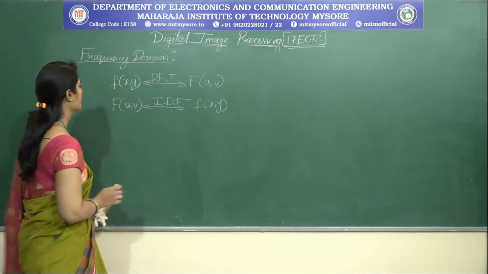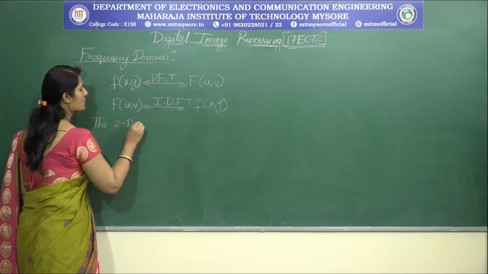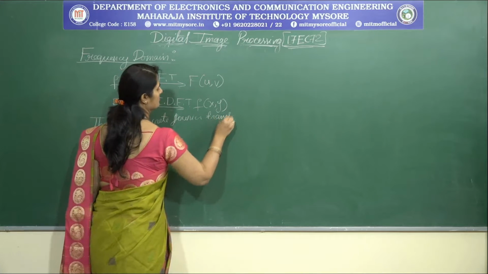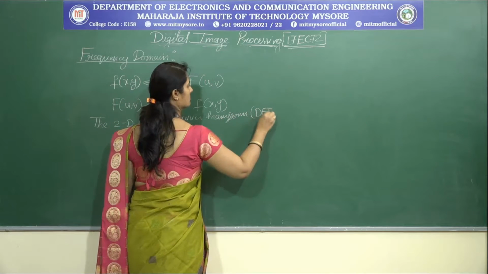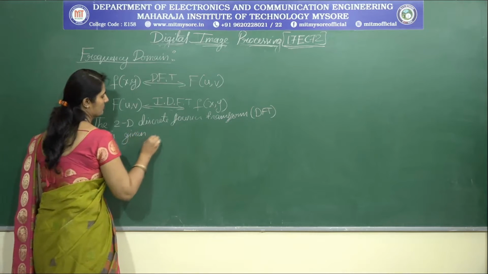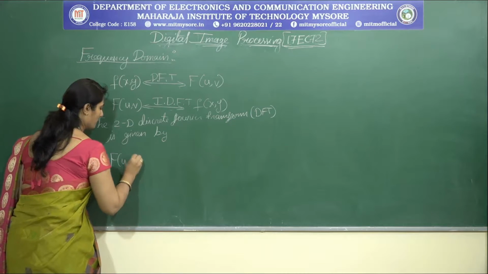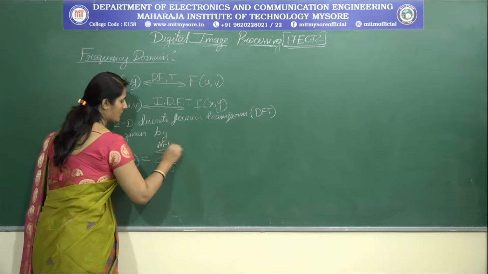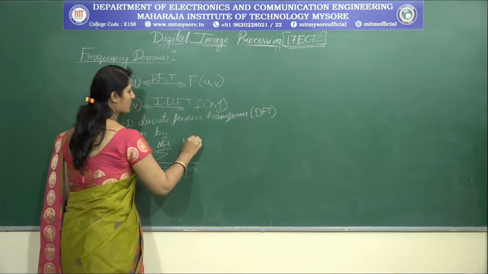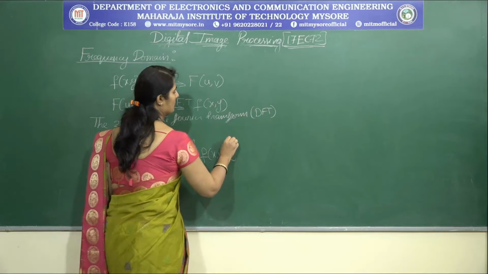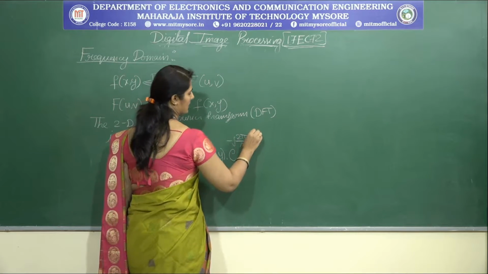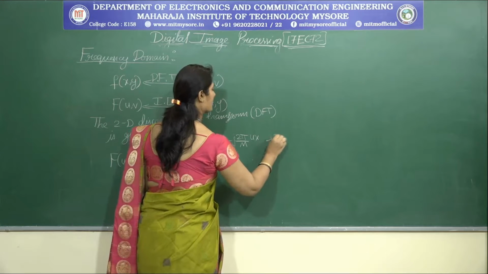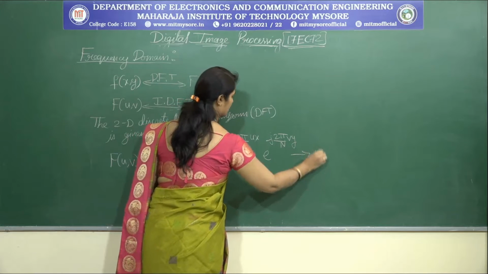Now let us see the expressions for performing this. The two-dimensional discrete Fourier transform is given by F of u comma v equals summation x equals 0 to M minus 1, summation y equals 0 to N minus 1, f of x comma y into e power minus j 2 pi by M u x into e power minus j 2 pi by N v y. This I call equation number 1.